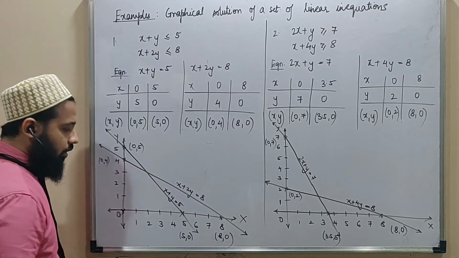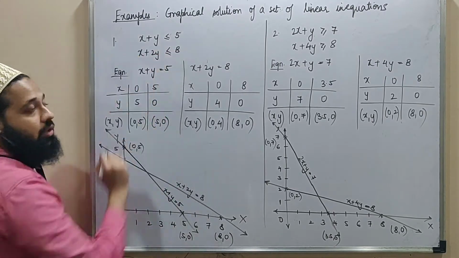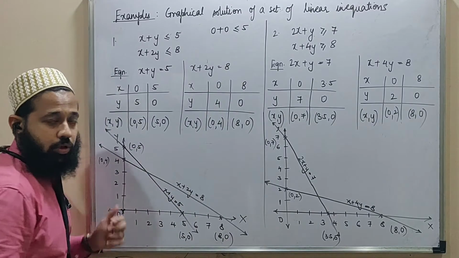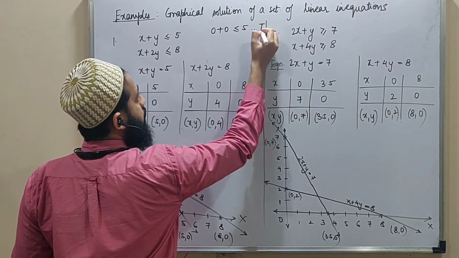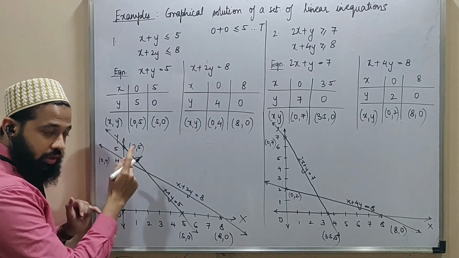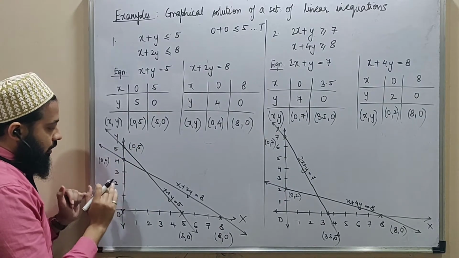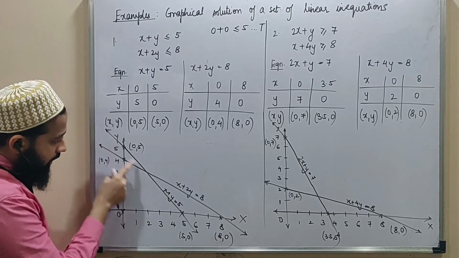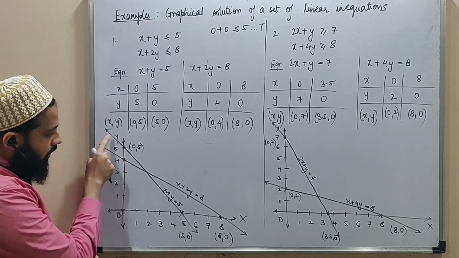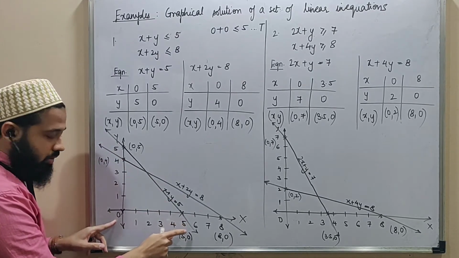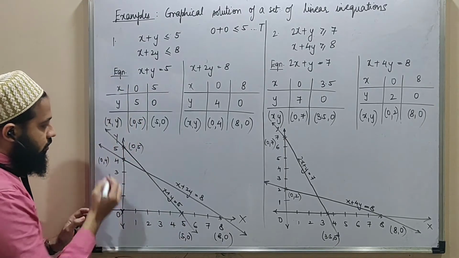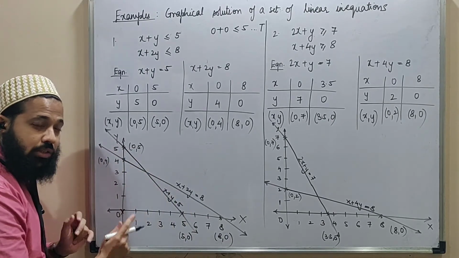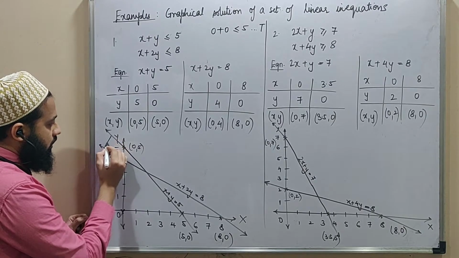So I will first pick up the 0, 0 and I will put it in the first inequality. So I have 0 plus 0 less than or equal to 5. This is true, right? Because 0 is less than 5. So if this is true, then this point is in the correct region. Now you just have to visualize this line on the graph paper. All the points which are below this line, because this is the correct point, will satisfy this particular inequality. So I should not shade the entire region, but just put a representation of it that we are talking about this side of the line.